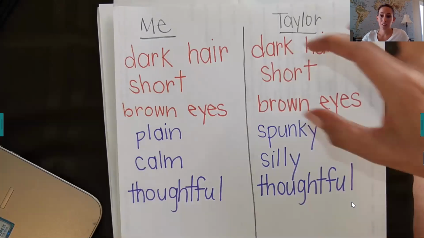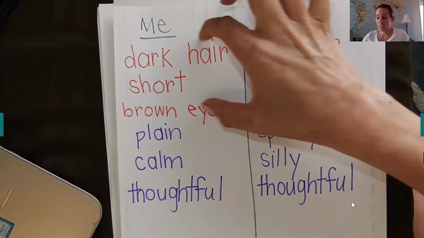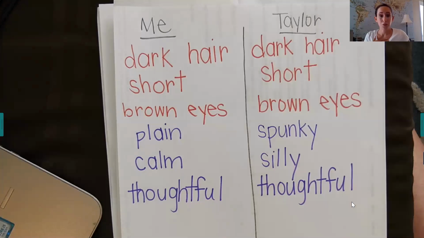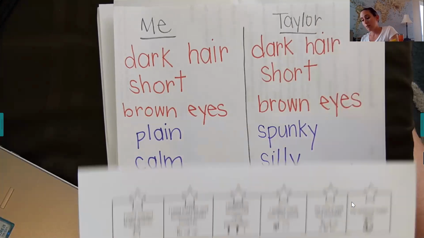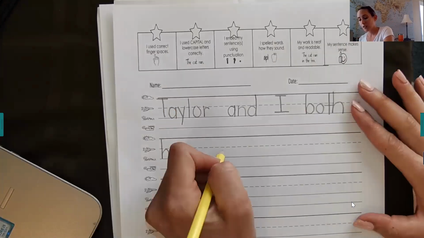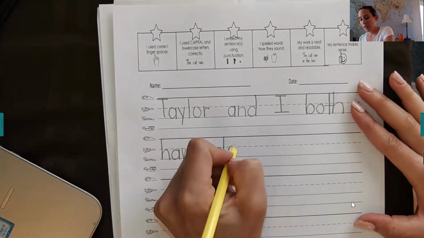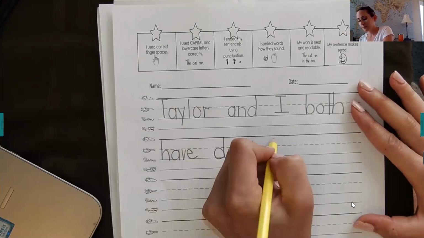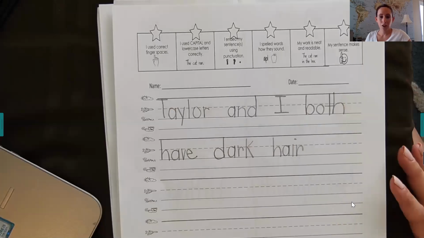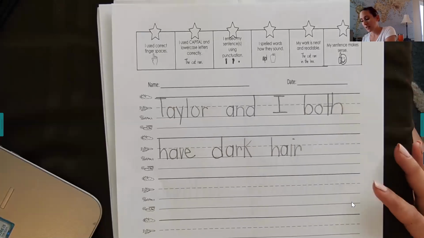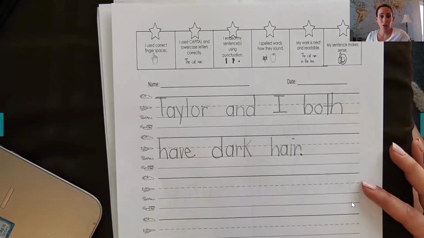We don't have many differences. We don't really have any differences in our physical traits, because if you look at us, we look very similar. A lot of people will look at both of us and say, oh my goodness, you two look so much alike. So we don't really have many differences. So I'm going to say we both have dark hair. Taylor and I both have dark hair. Period. That's one sentence to compare how we look.